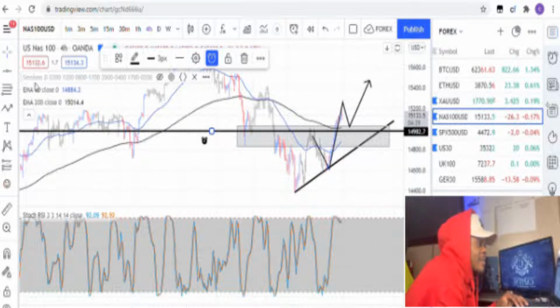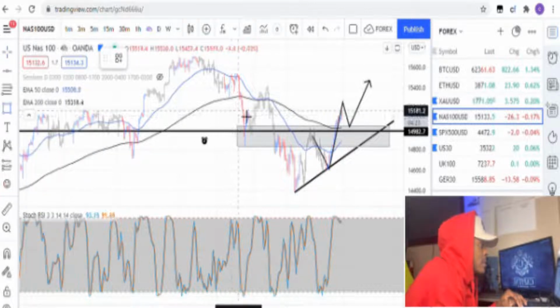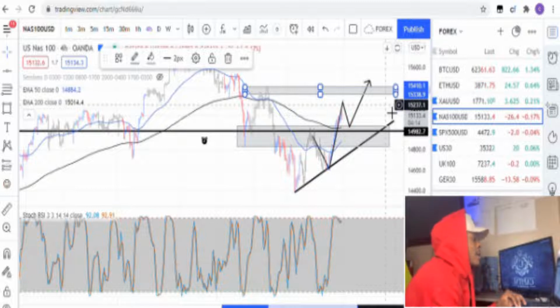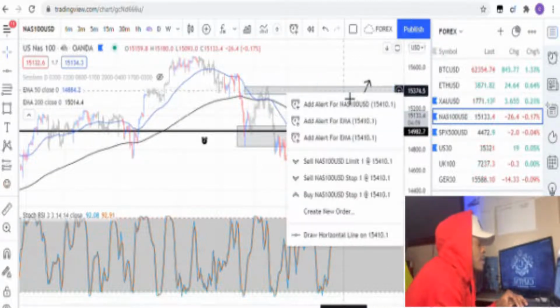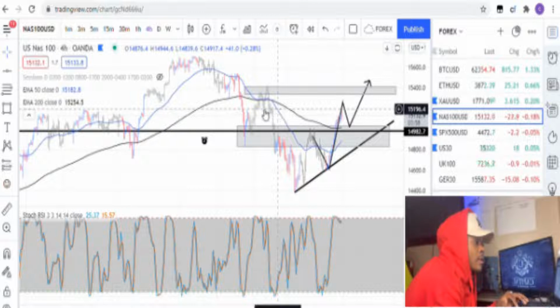But also, what I would like to see is a rejection off of maybe this level. If it comes up this high, I would like to see a rejection off that level. And then I may trade zone to zone. I might sell this back down to this zone, get that retest, boom. Or it could possibly reject off of this level right here.